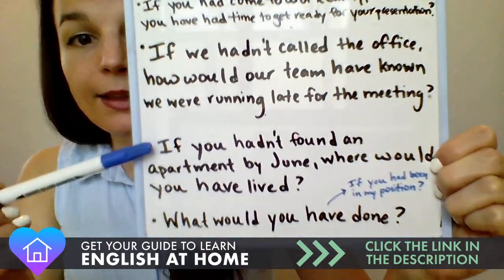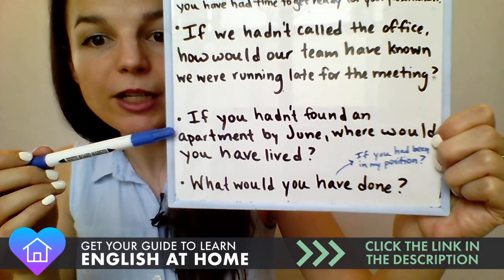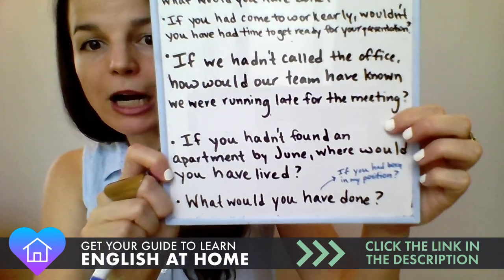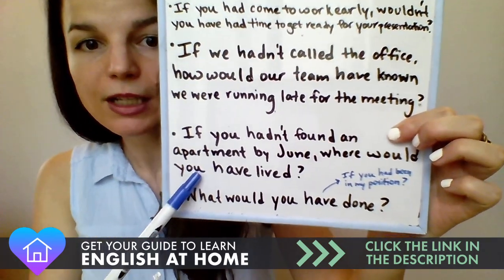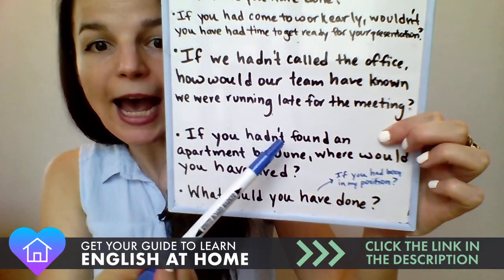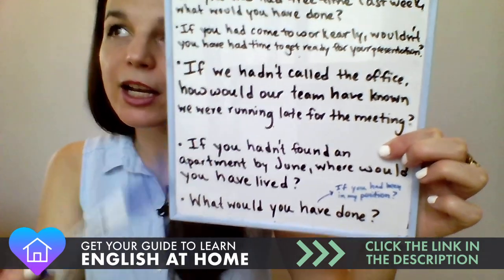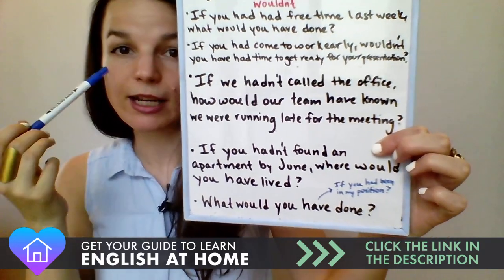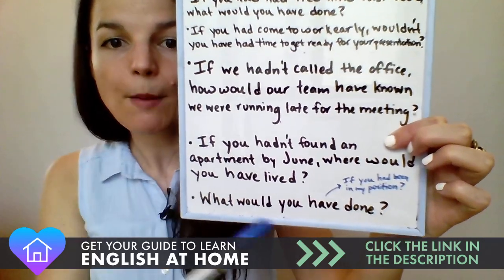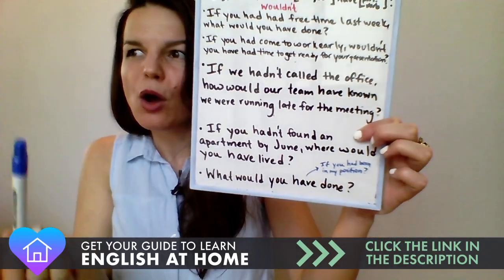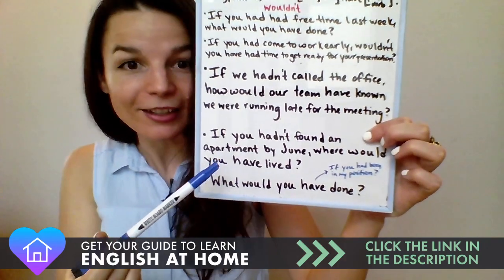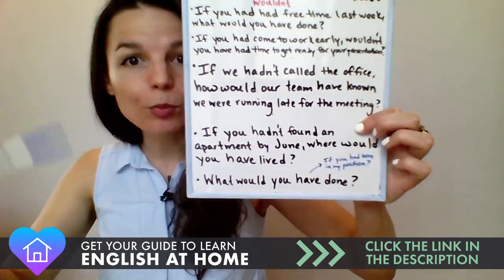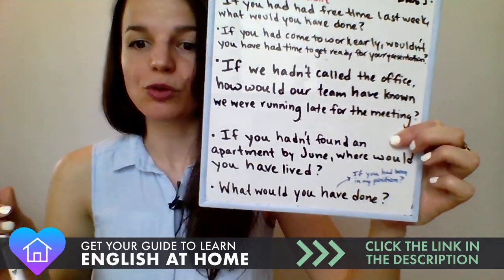Okay. Last two. If you hadn't found an apartment by June, where would you have lived? So this sentence, again, if you had not. I know it seems difficult, but this means the other person did find an apartment by June. But the other person just wants to ask, what was your plan? Like, if you hadn't found an apartment by June, where would you have lived? Like, did you have another plan? You just want to imagine that situation.